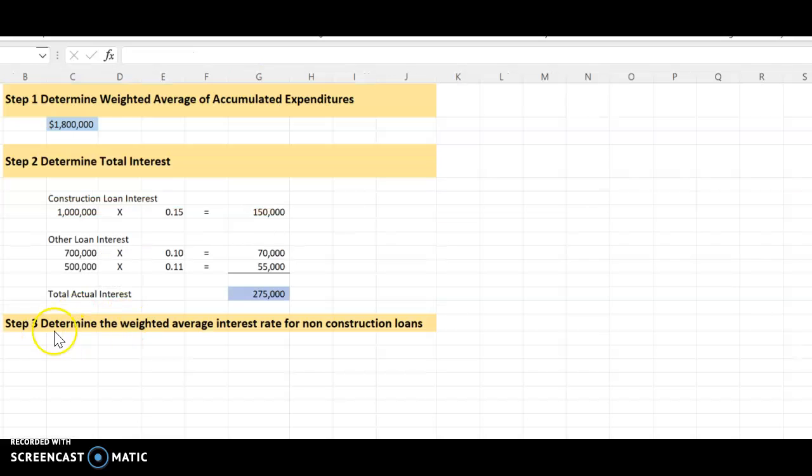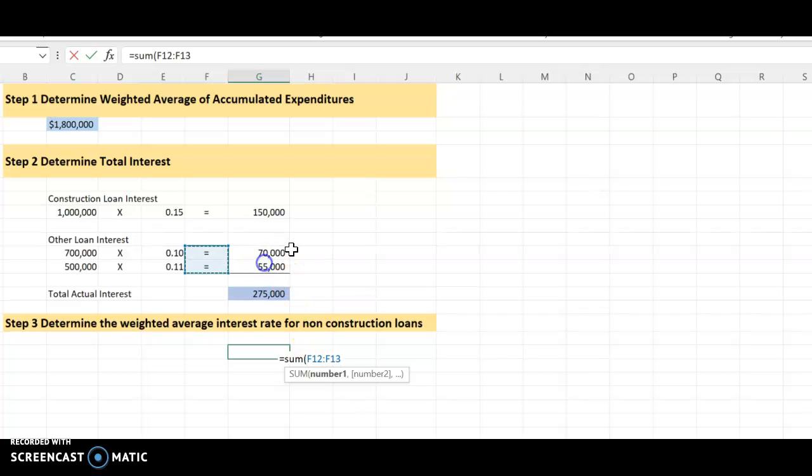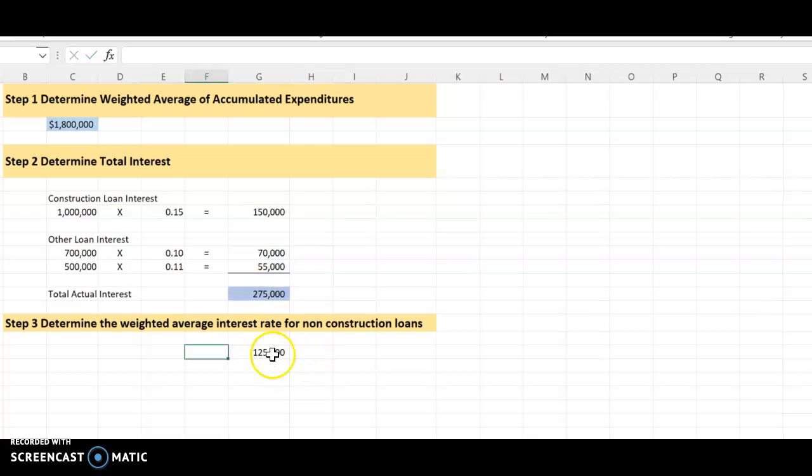Step 3 is to determine the weighted average interest rate for non-construction loans. And the way that you get that is you take the total interest from your non-construction loans, which is the $70,000 plus the $55,000. So that would be $125,000. So that's for your non-construction loan interest.